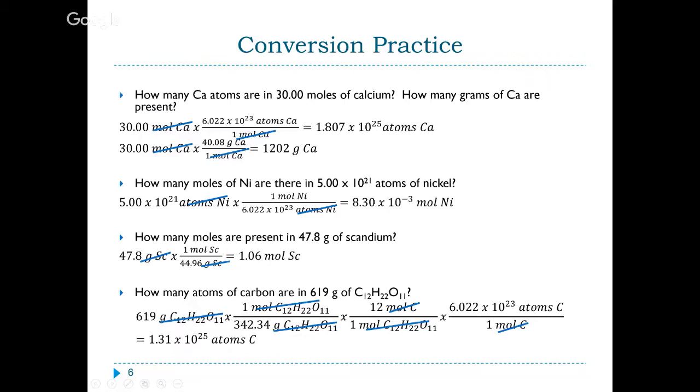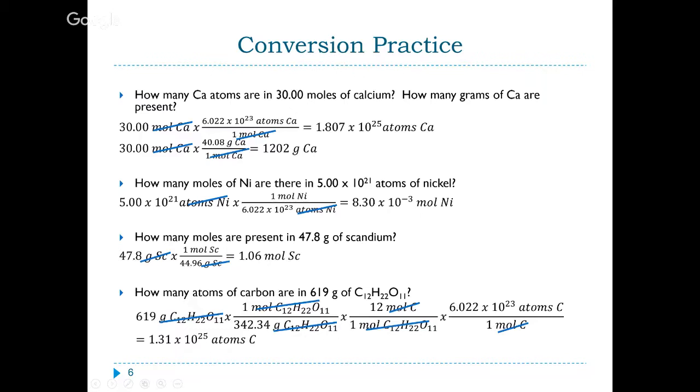The last thing I have to do then is get to atoms of carbon, which means that I am using Avogadro's number. Mole is here, so mole has to be down here. I multiply by Avogadro's number, and I see that the units that I'm left with are what I'm interested in. You have to follow the units. The numbers will continue to change. So I multiply 619 times 1 times 12 times 6.022 times 10 to the 23rd. And then I divide by parentheses 342.34 times 1 end parentheses.